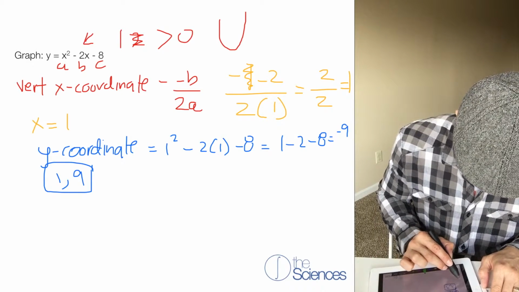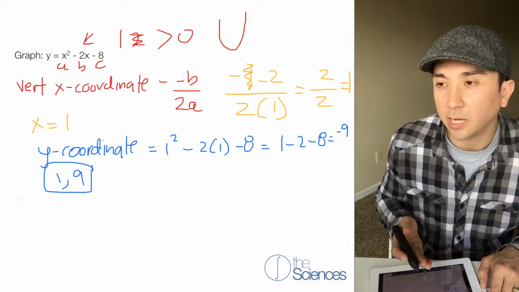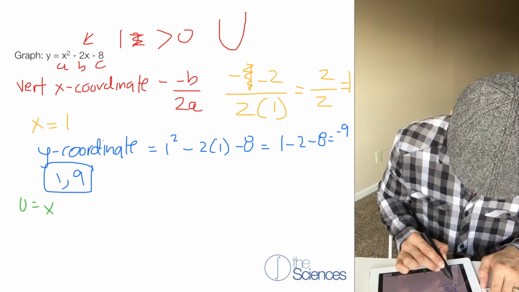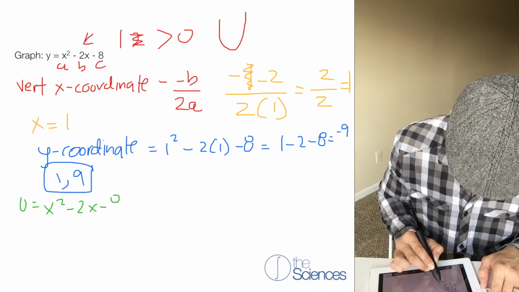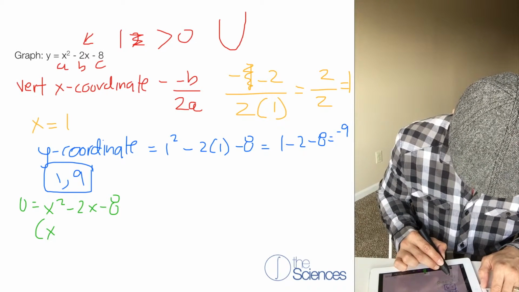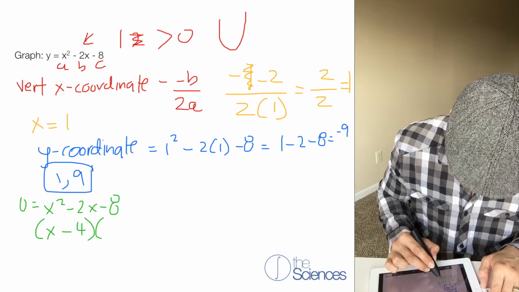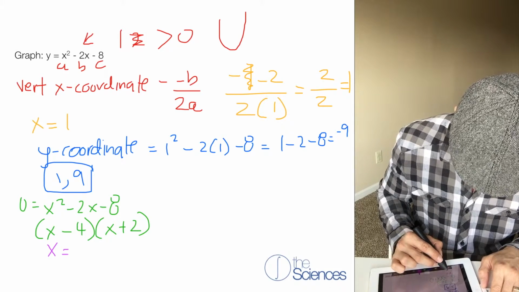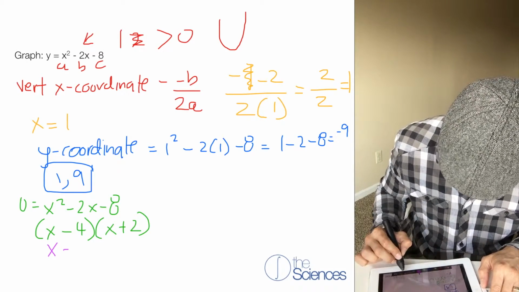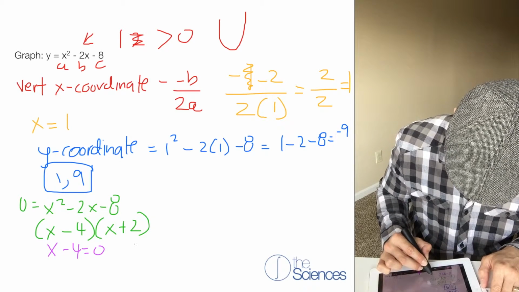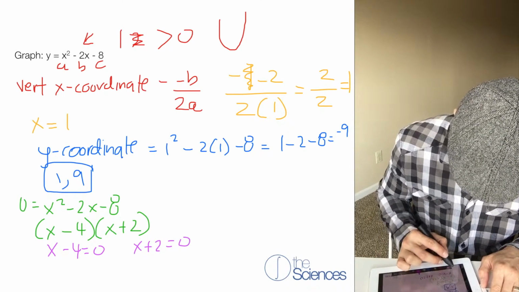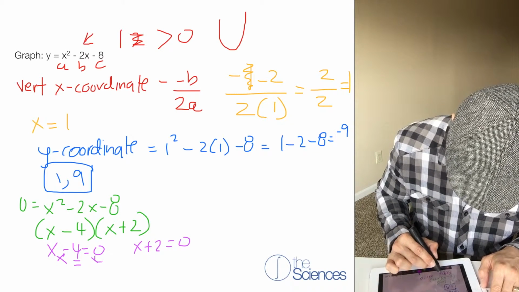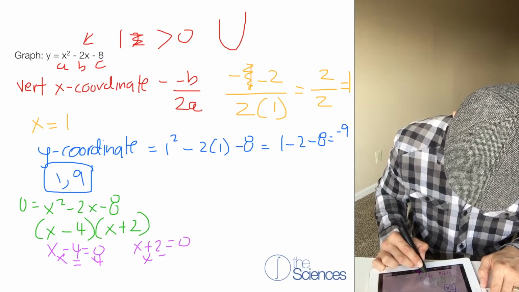So now we want to find our x-intercepts. And we do that by letting y equal 0. So 0 equals x squared minus 2x minus 8. So we can factor this into x minus 4 and x plus 2. So here we set each factor to 0 and solve for x. So here x equals 4 and x equals negative 2.